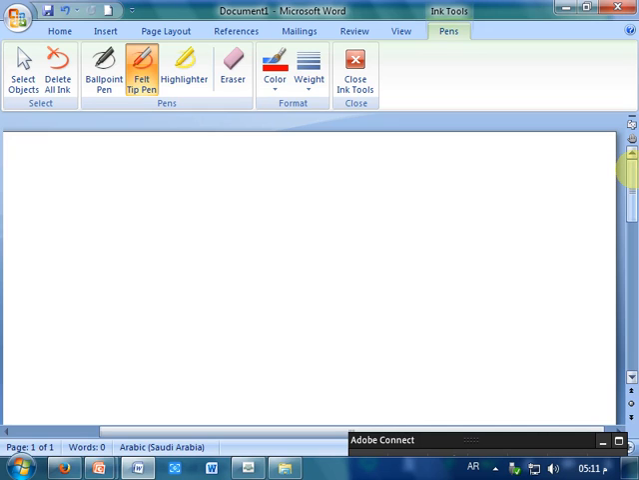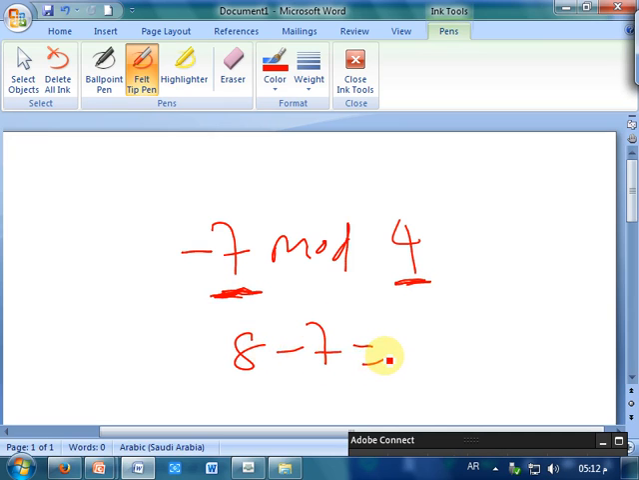For example, let us take mod 4 with a minus value, for example -7. It will not give you 3, it will give you 1. How? You take the table of 4: 4, the next number is 8. Just take the number greater than this number, that is 8, right? You do 8 minus 7. What is the remainder? 1.